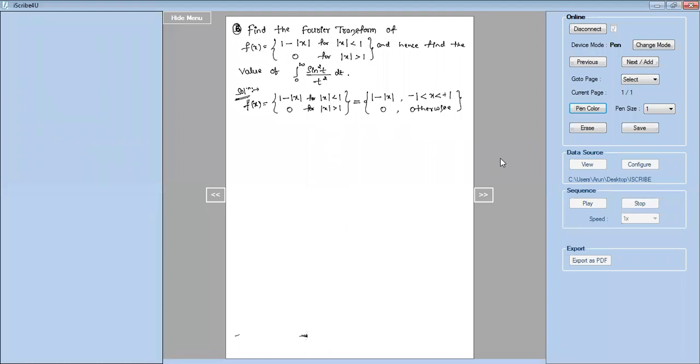Once you write the function in this form, we know the Fourier transformation of a function f of x, or I can say f of u, is calculated by the formula: integral minus infinity to plus infinity, f of x into e power iux into dx. Right? So this is the Fourier transformation formula here.